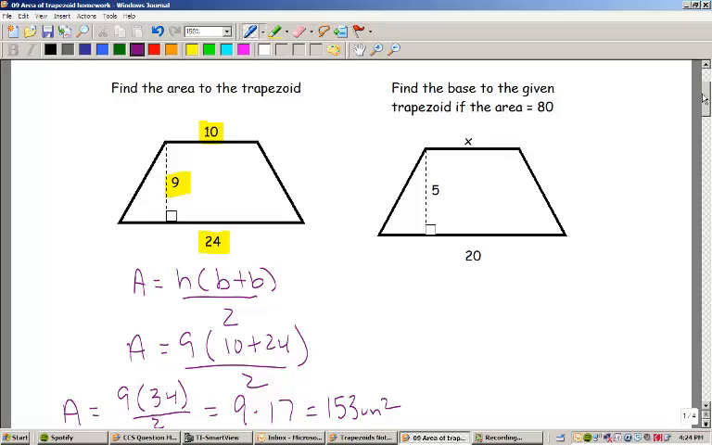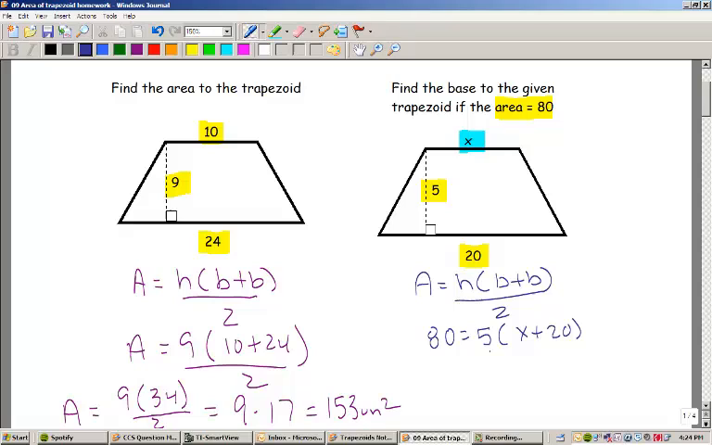Okay, next question says find the base to the given trapezoid if the area is 80. So what's my pieces of information given to me? Area, bottom base, height. What do I need to find? Top base. So let's start with the formula again. So we have area is equal to height times base plus base all over 2. The area is 80. The height is 5. The bases are x and 20. And again, I prefer putting the x first. And then that's all over 2.